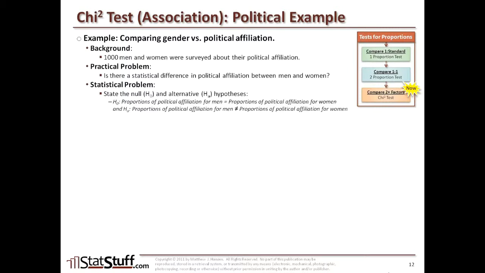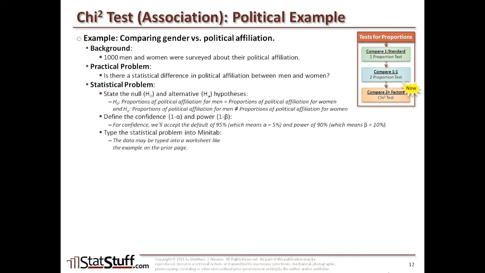So for a statistical problem, we're going to again state the null and alternative hypotheses, where the null hypothesis is that the proportions of political affiliation for men are equal to the proportions of political affiliation for women, or at least compared to what we've observed and what would be expected. The alternative is that there is a difference between them. They're not equal to each other. That's our alternative hypothesis.